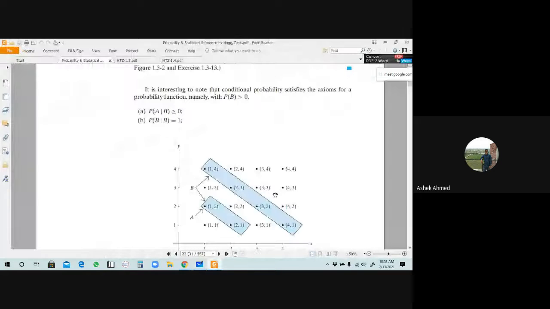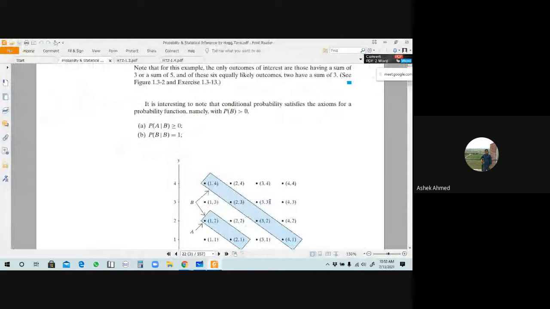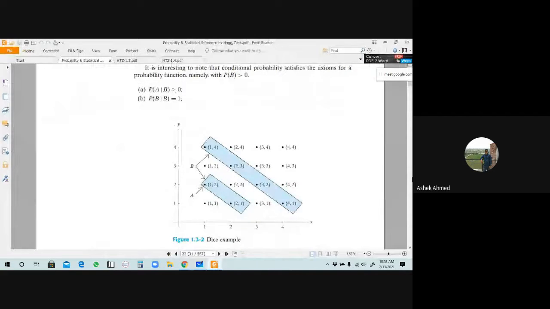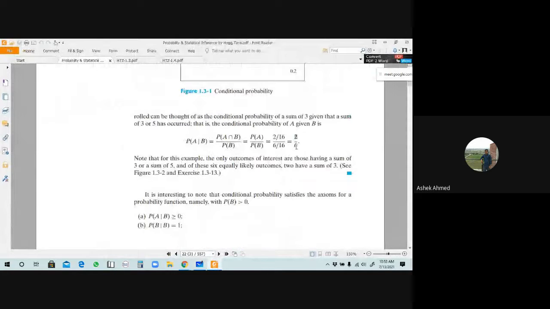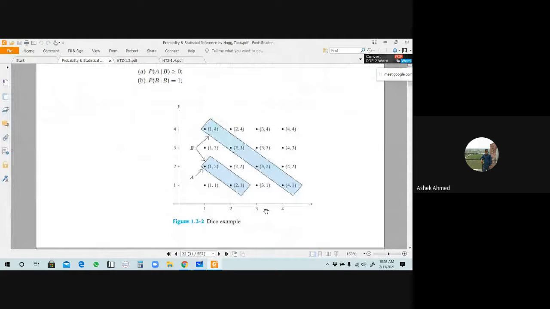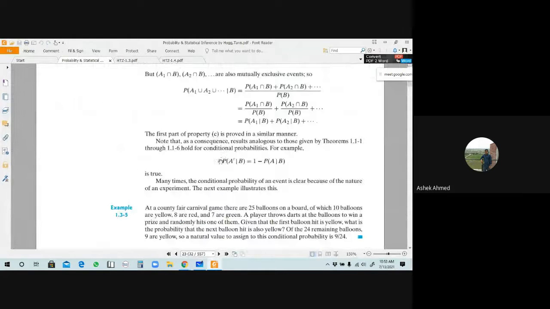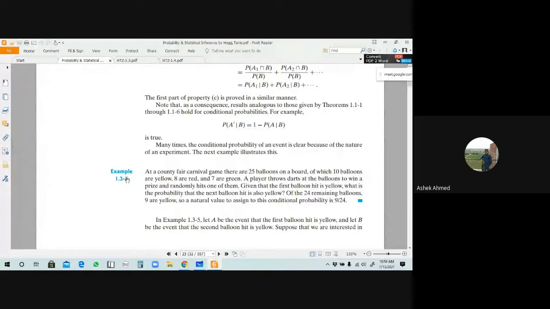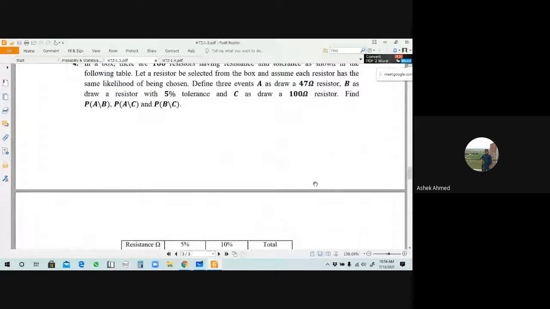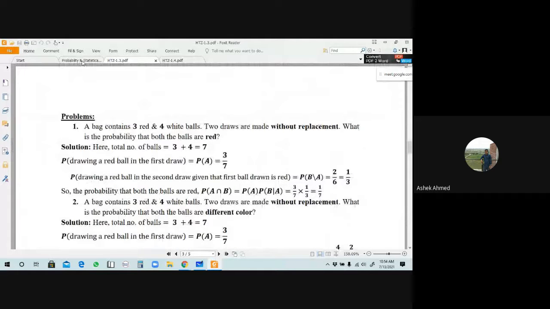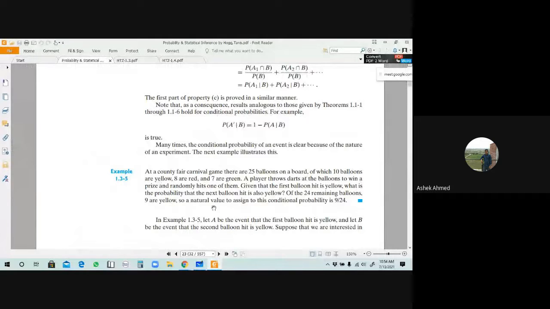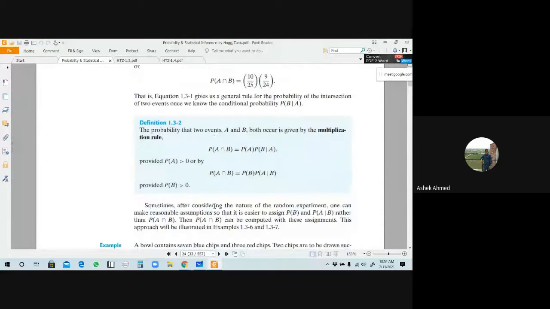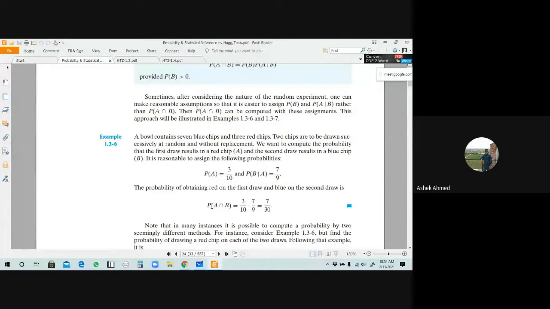Okay. 2 by 6, that means 1 by 3. I have already discussed this formula in the last class. Okay, this is your homework. I have already discussed some problems in the last class. From the concepts, I think you can solve this problem also. Number 5 is also your homework.